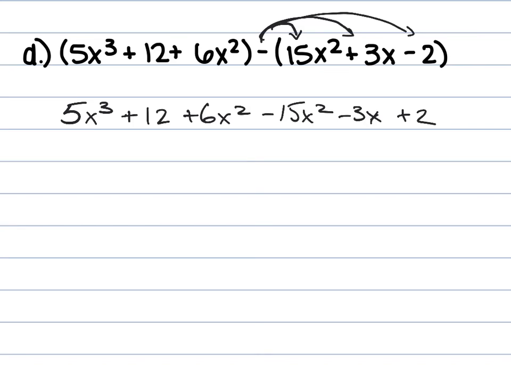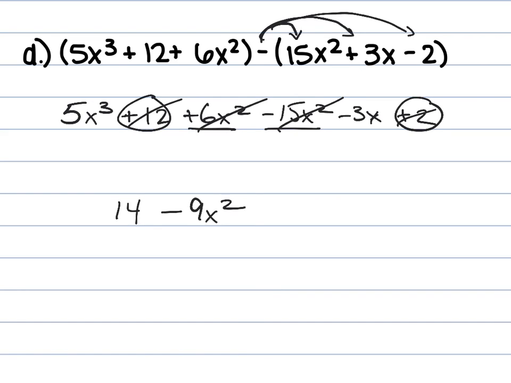Melanie, talk to me. All right, so you're going to grab the positive 2 and add that to positive 12, so you get 14. And then you can grab 6x squared and negative 15x squared, and that gives you negative 9x squared. And 5x cubed, you just leave it, and negative 3x, you just leave it.